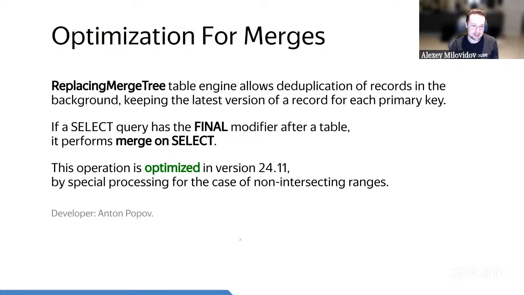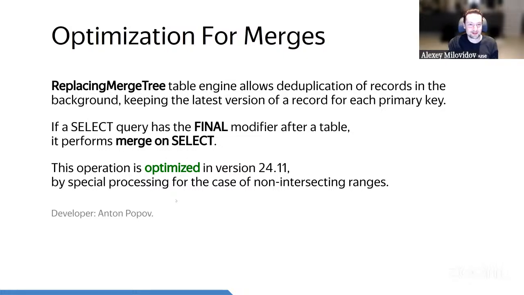Okay, another optimization. This is for merges and for select final. Let's suppose you have a ReplacingMergeTree table that does deduplication of your data in the background. During background merges, when you have multiple versions of a record for the same primary key, ClickHouse will keep only the last version. And you can also get this behavior on select if you specify SELECT something FROM table FINAL. FINAL is a modifier, it will do merge on select. Both operations are optimized in the latest version, by checking if the ranges are not intersecting for different parts during query processing.